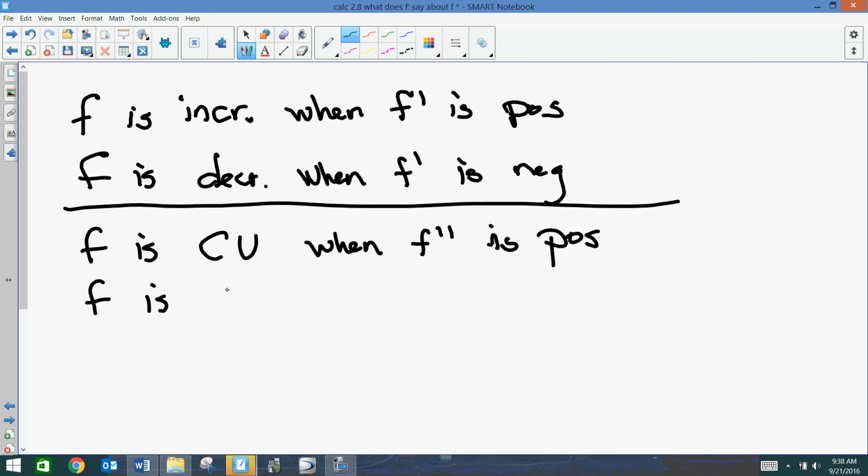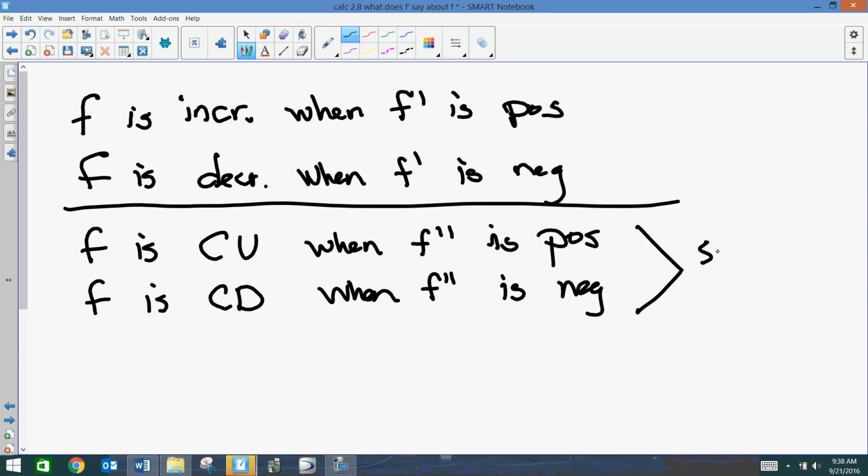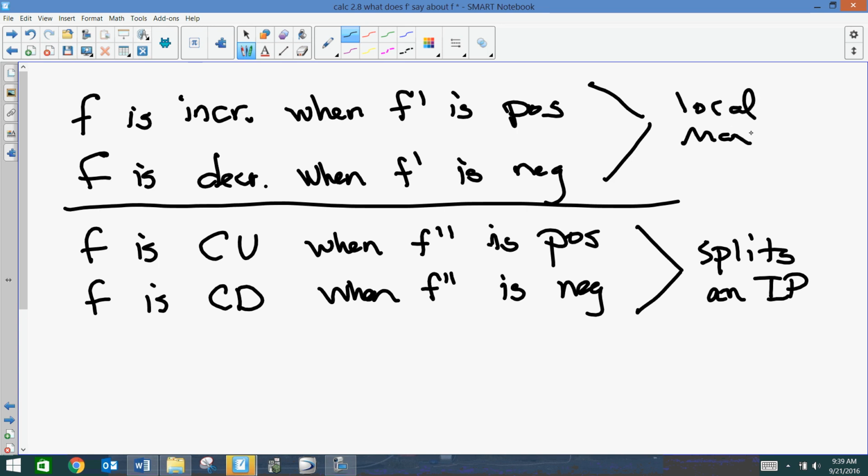F is concave down when f double prime is negative. At the splits, when it changes, whatever you want to call it, we have an inflection point. At these splits, we have local max or min. Okay, can we be clear about that?